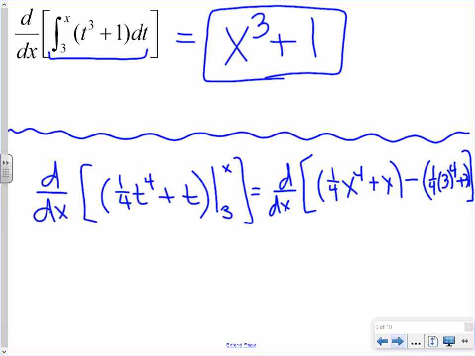Okay, so now if we take the derivative of this, the derivative of 1/4 x to the 4th is x cubed. The derivative of x is 1, minus the derivative of a constant is 0. We have that original function. Okay, so the second fundamental theorem of calculus is just saving you from doing all of that work. We like shortcuts, right? Okay, this is a shortcut that you're allowed to take.